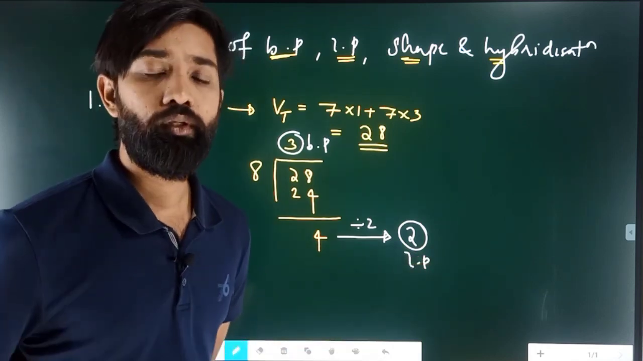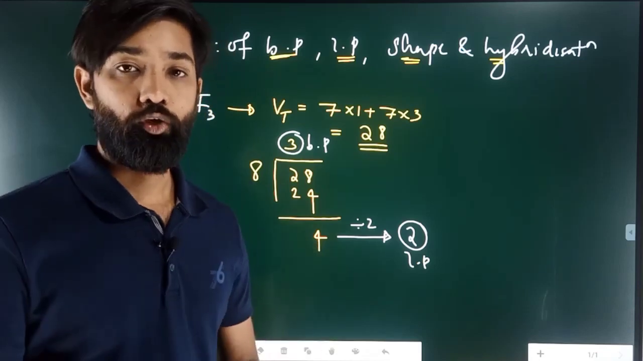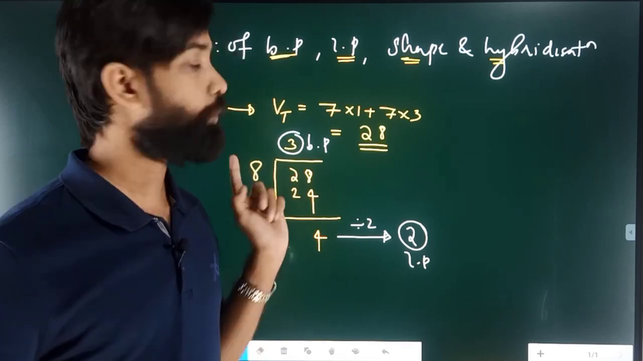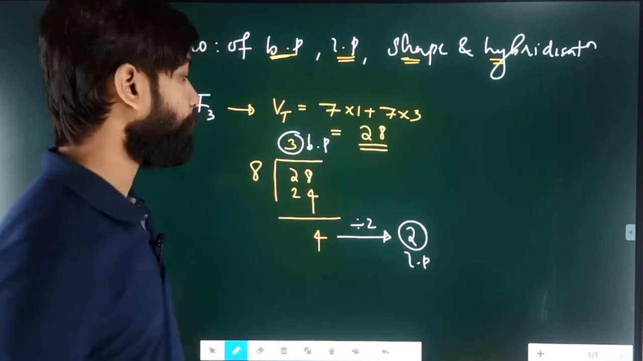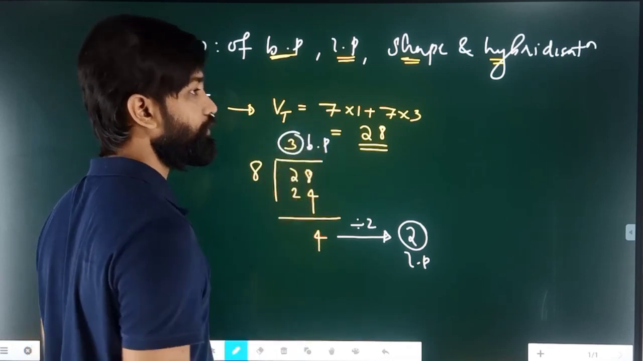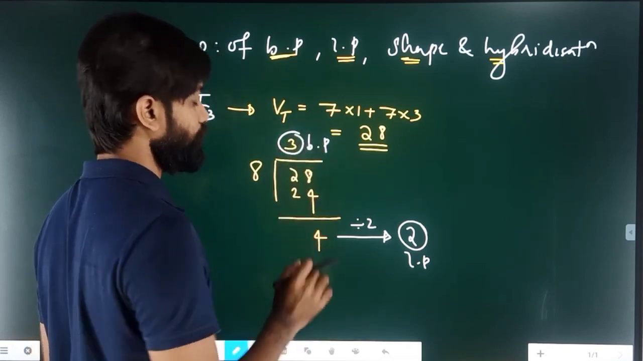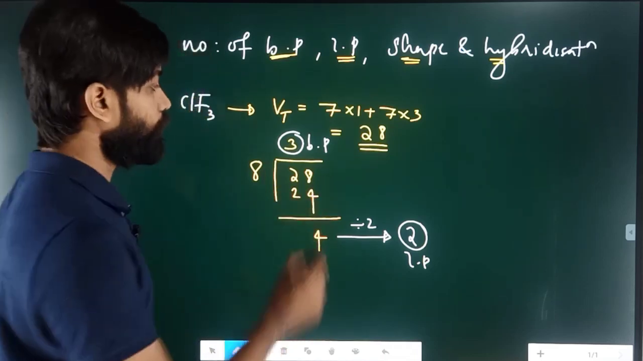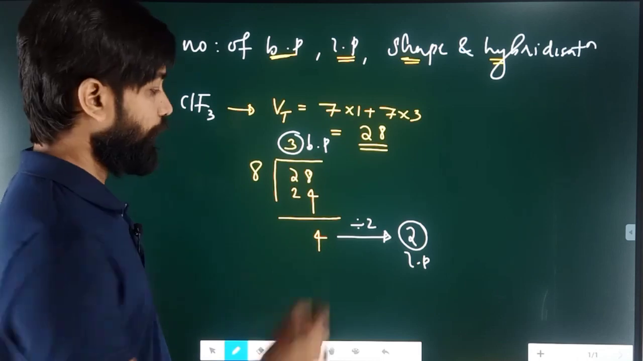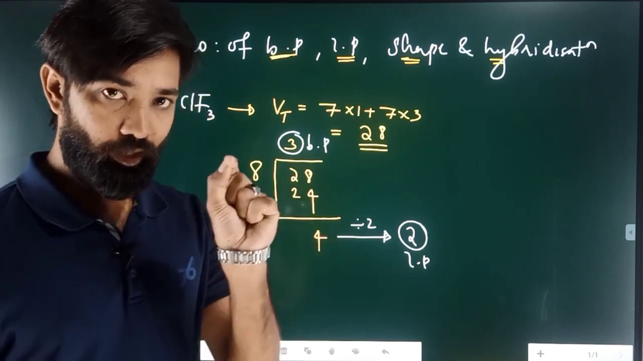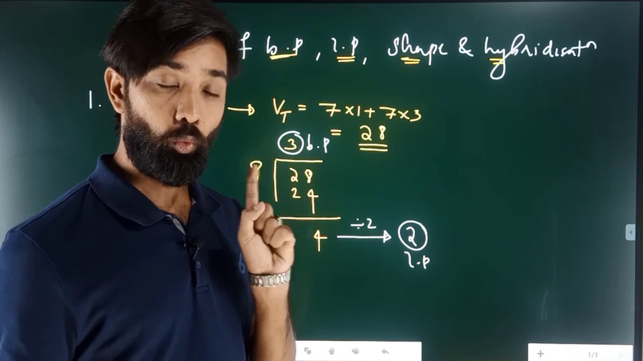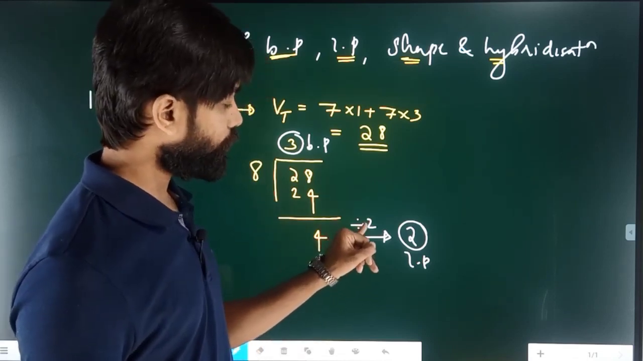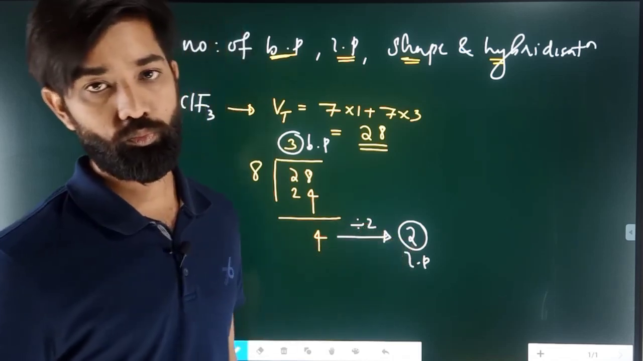Okay. So what did you do? You find the total valence electron of that molecule and divide it only once by 8. Find the perfect divisor of that 28, that is 24, where the quotient is 3 and the remainder is 4. If there is a remainder, then you divide that remainder once by 2. So here the remainder is 4, I divide it by 2 and the answer is 2.